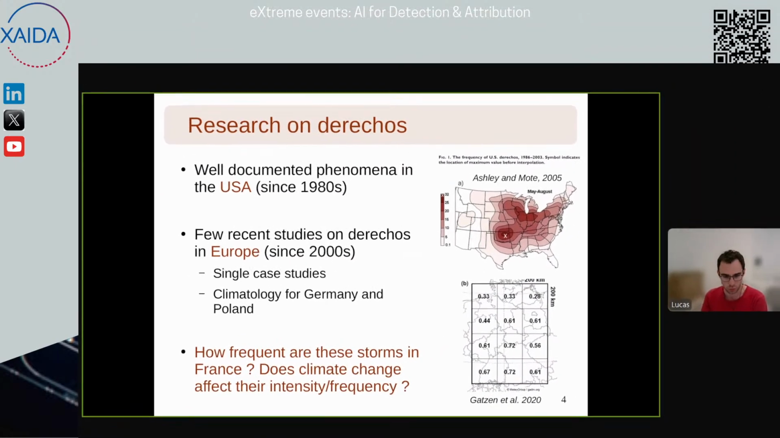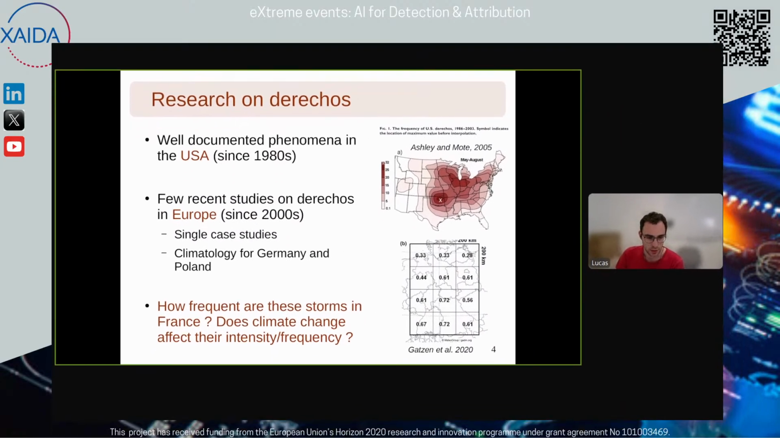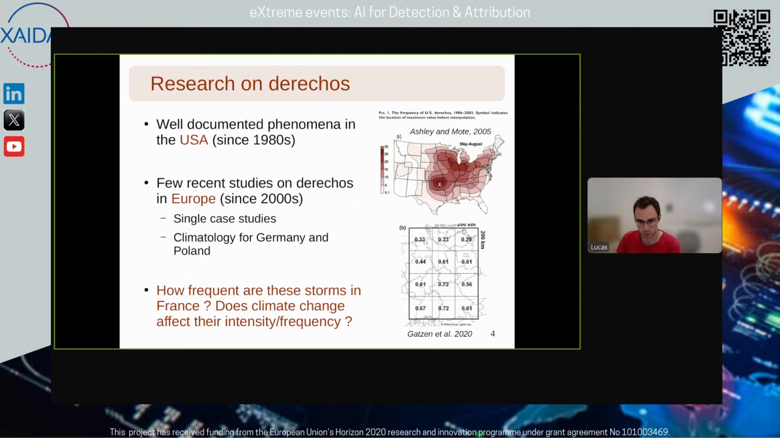Derechos are quite well-documented phenomena in the USA, where there have been several studies since the 1980s, more specifically. But in Europe, there is little research on the subject. There are a few single case studies and two more comprehensive studies with climatology for Germany and Poland. However, we are still lacking analysis in other countries and at the European scale. So we wanted to study these storms in France and to be able to say how frequent they were.